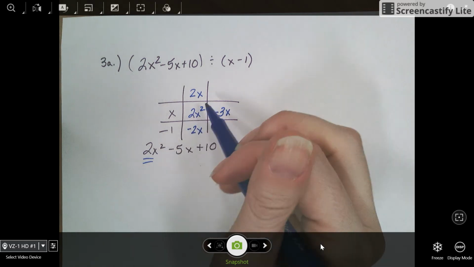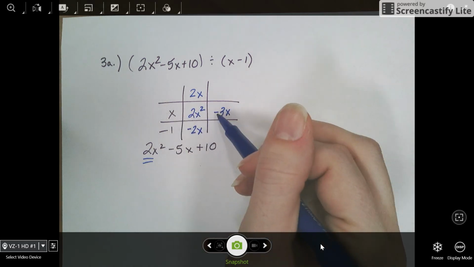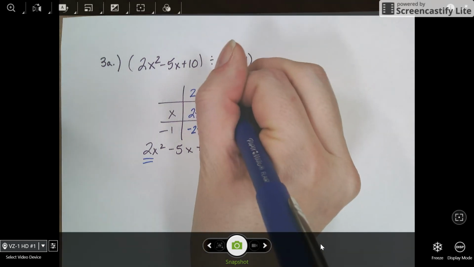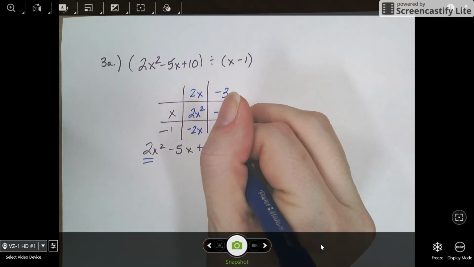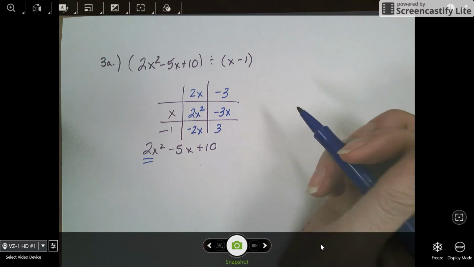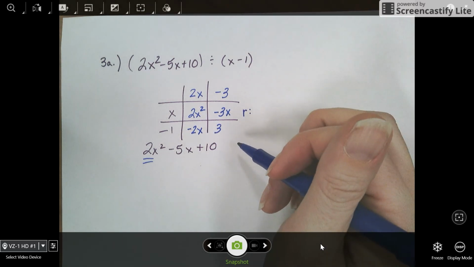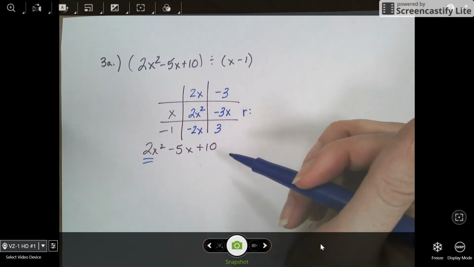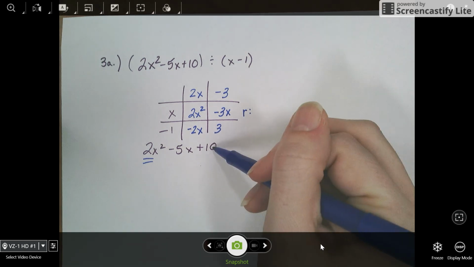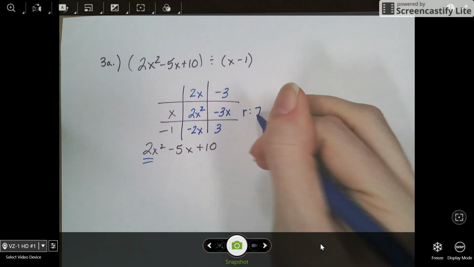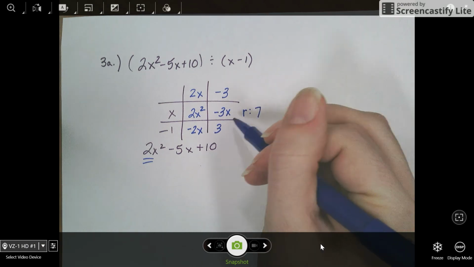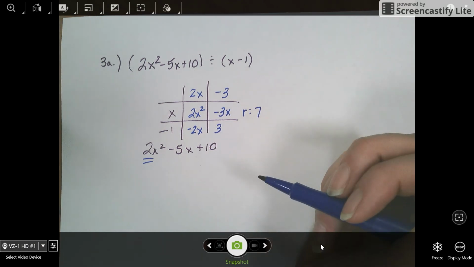All right, so I repeat the process again. x times what would give me -3x? That would be -3. And then I do my row times my column. If you notice, these values do not match, so I've got to have a leftover or a remainder. So again, to find that diagonal, you can do 10 minus 3, and you get 7, or you could say what plus 3 gives me 10, and it would still be 7.